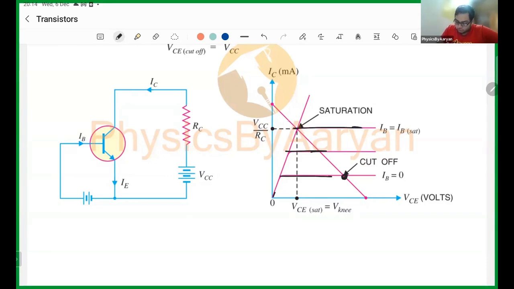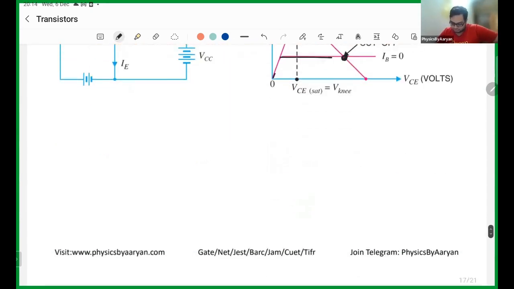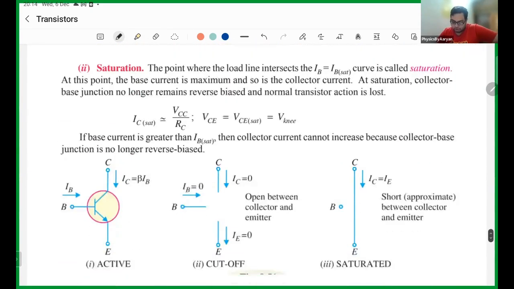The point where your load line and saturation line actually touch each other. You can clearly see for the third line, your load line and your saturation line actually touched each other, so this point is saturation. Anything below this will be saturation. Anything below the IB equals 0 line will be cutoff. Okay, so this is how you do it.